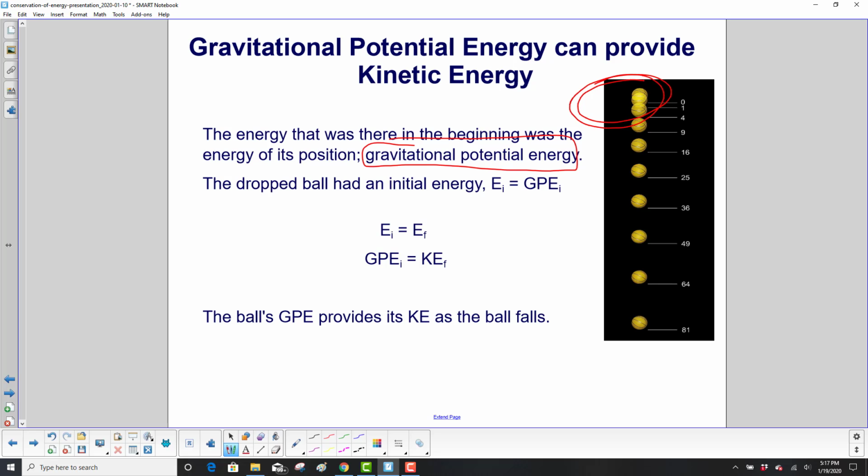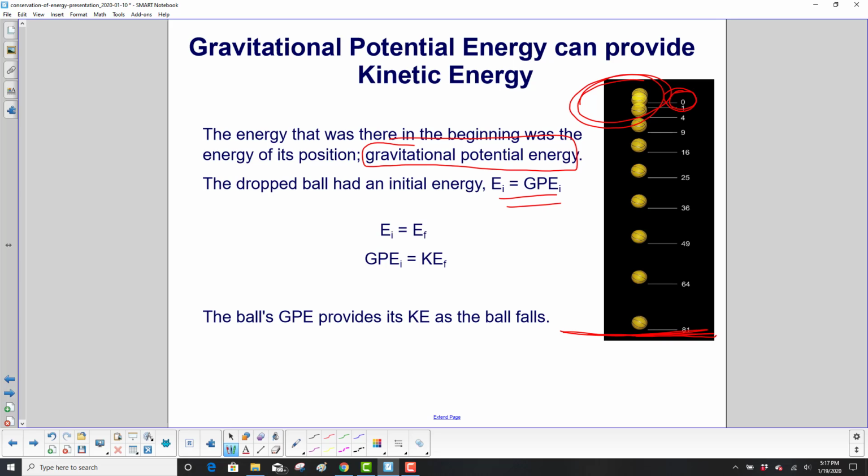The object up here at time 0 seconds is above the ground, so it has GPE. So the initial energy is GPE initial. When the basketball here gets to the bottom, at our reference frame for GPE, that's 0. So it has no more gravitational potential energy.